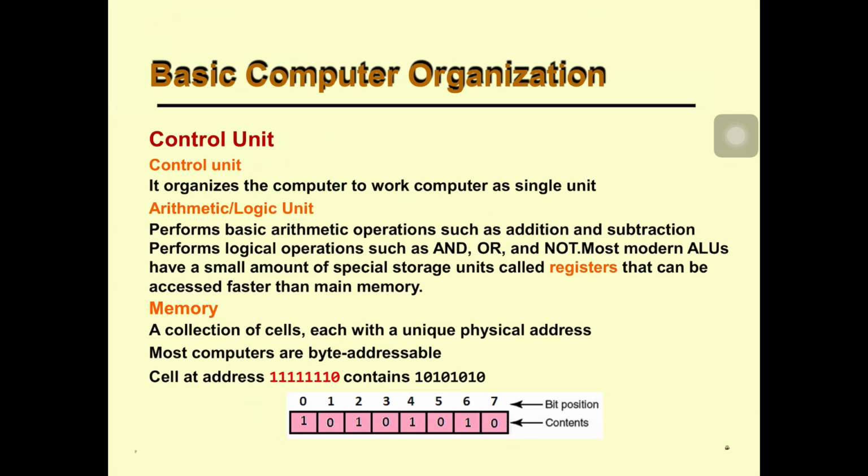The structure of memory: the collection of cells, each with a unique physical address, is known as memory. If we want to explain memory, it is the collection of cells. In this, this one is the first cell, this is the second cell, and so on. This is the address of the cell, and this is the bit position of the cell. So if you want to store the data, it will start storing from bit position 0 to 7 and so on.